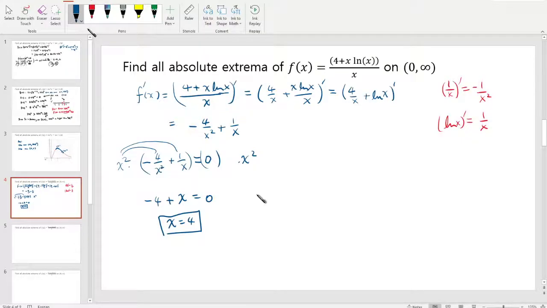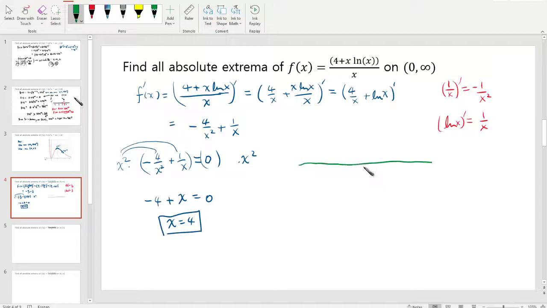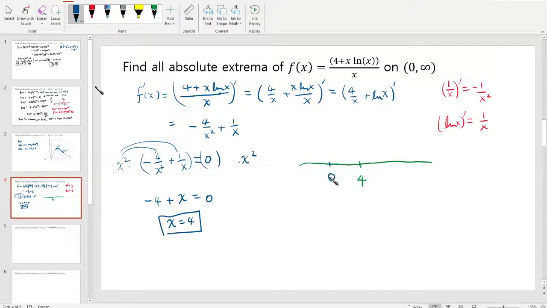Now what do we do? x equals 4. That's the critical number. And the next step is to draw the number line. Let's draw the number line and put that critical number here. And because our interval is from 0 to infinity, 0 will be like the left endpoint. You can't go beyond this left side. Okay, so it's from here until infinity.